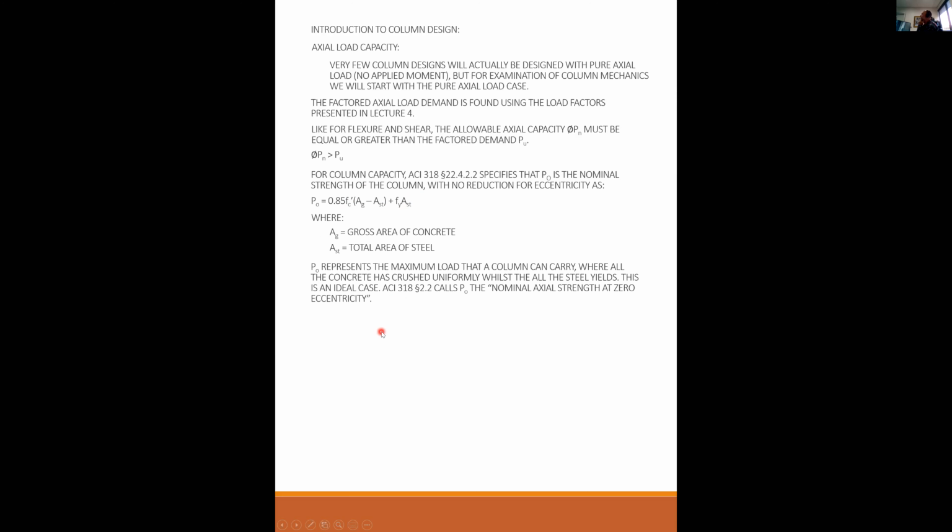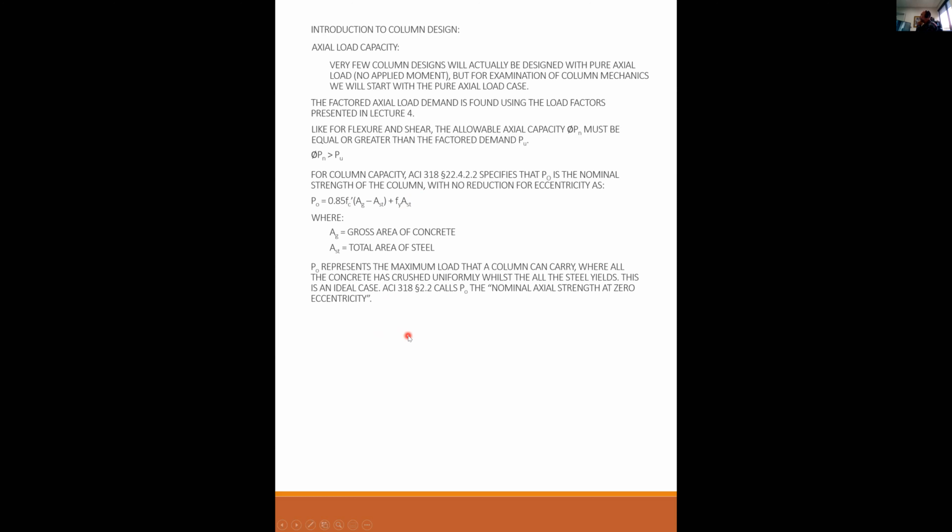So, said a thousand times, a force is equal to a stress times an area. The allowable stress in the concrete is 0.85 f'c. The allowable stress in the steel is the yielding stress. So it's the 0.85 f'c times the net area of concrete plus the yielding stress times the net area of steel, where Ag is the gross area of concrete, Ast is the total area of steel.